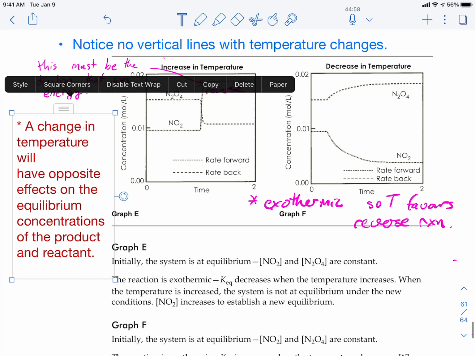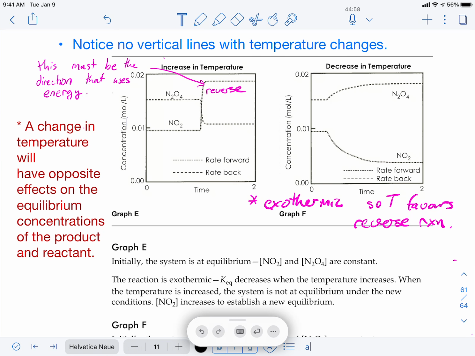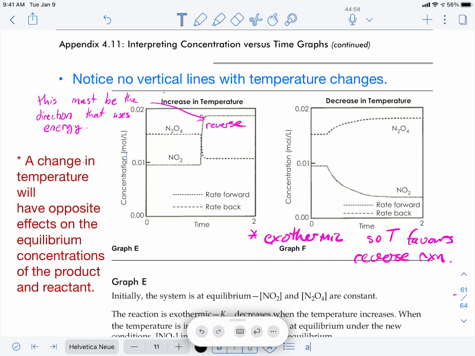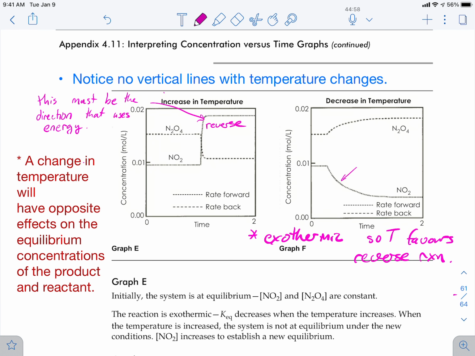Now, looking over here, we have the decrease. In the decrease case, if one side goes down under a decrease, that must be the side that uses energy. That must be the direction that uses energy, or endothermic. So the endothermic direction under a decrease in temperature will be the one that goes down. Under an increase in temperature, the endothermic direction will be the one that goes up.